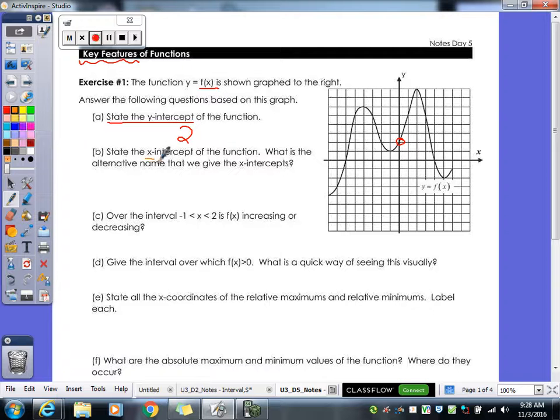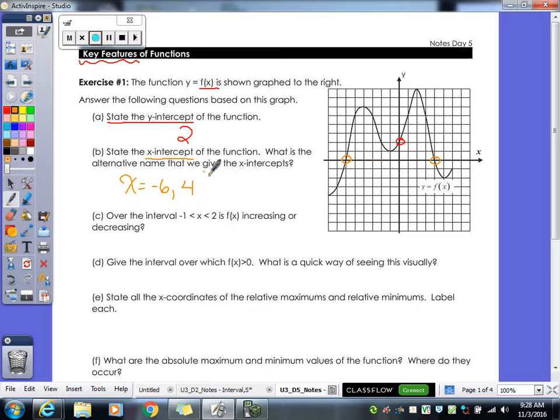Next, they want us to state the x-intercept of the function. So our x-intercepts, we actually have 2 of them. We have one here, so that's at 1, 2, 3, 4, 5, 6. X is negative 6. And then we have another one at 1, 2, 3, 4, where x is positive 4.